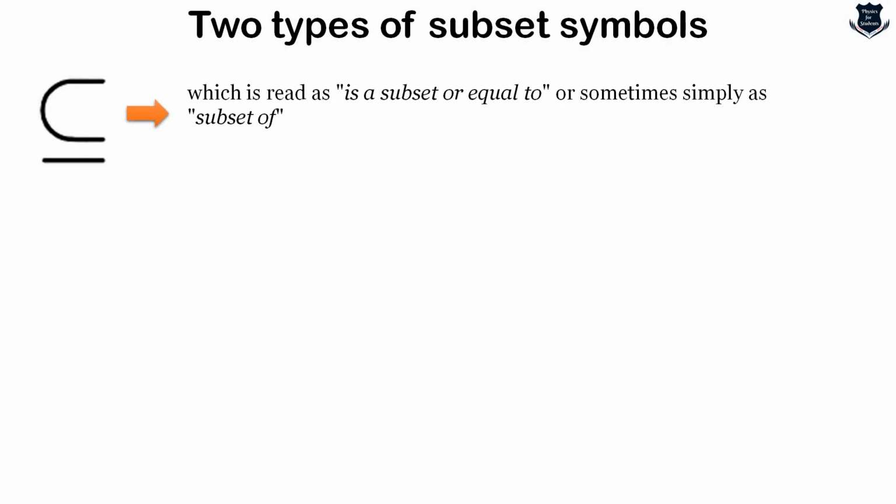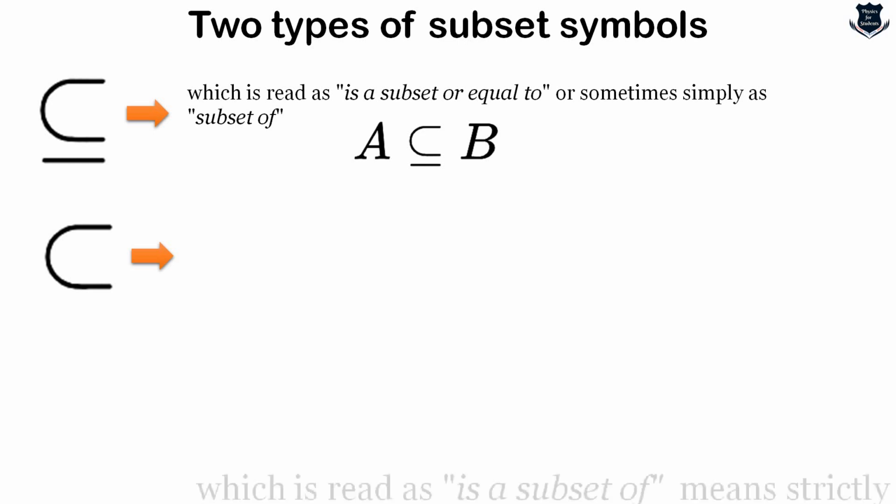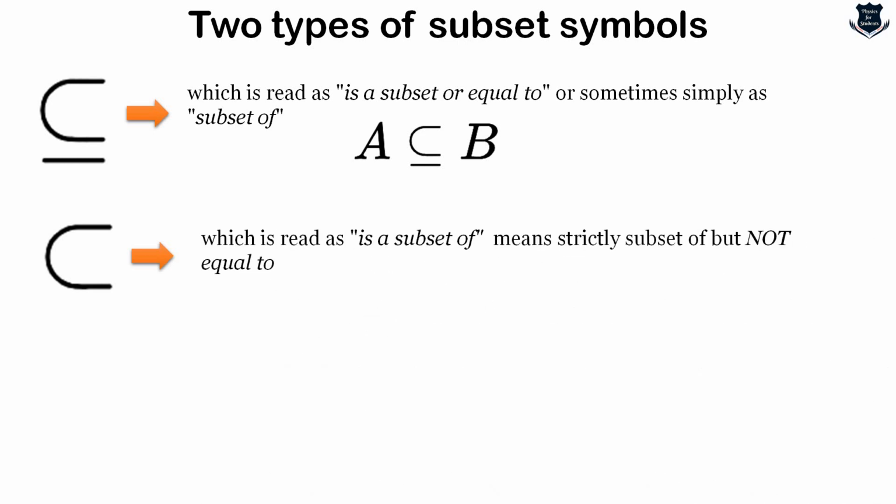This one is basically read as "is a subset or equal to". So you see a line at the bottom, that means it is a subset or equal to, or you can just say A is a subset of B. For example, if I take this one, A is a subset of B, right? And there is this symbol which doesn't have a line at the bottom, and this is basically called "is a subset", meaning it's strictly a subset of, but not equal to.